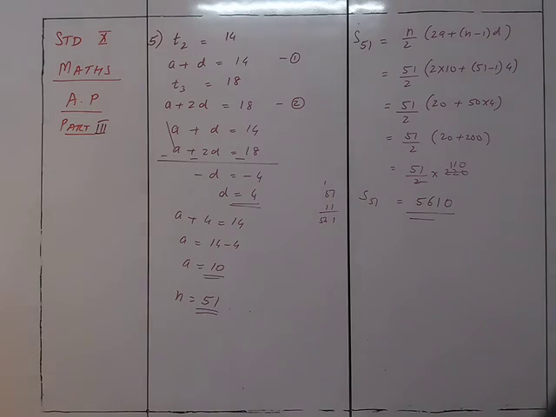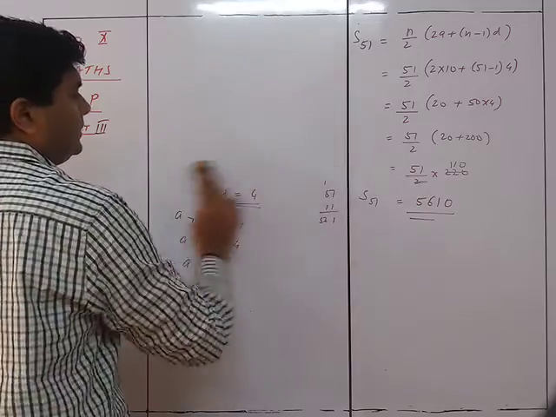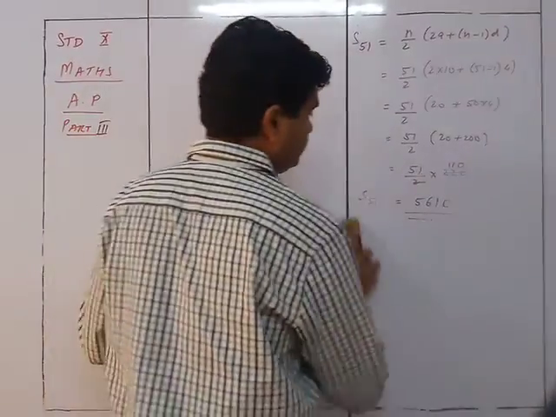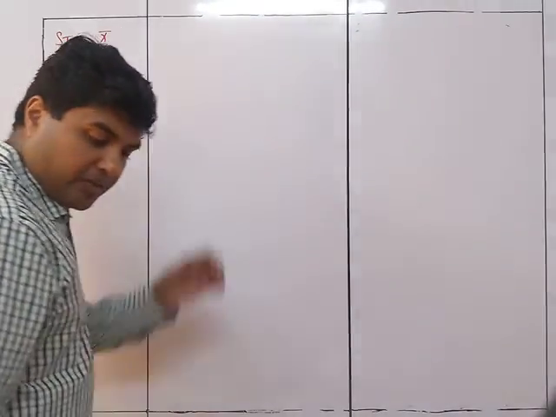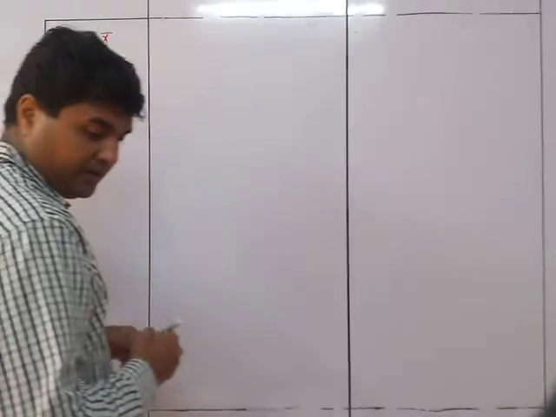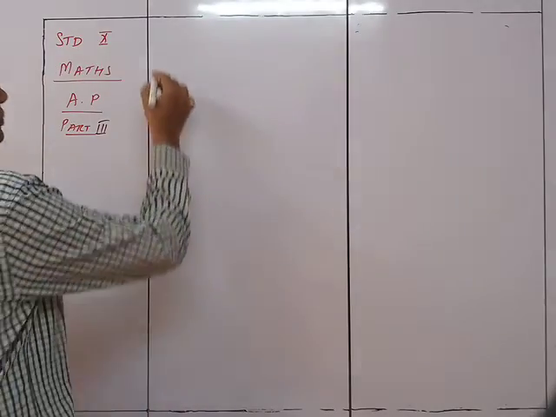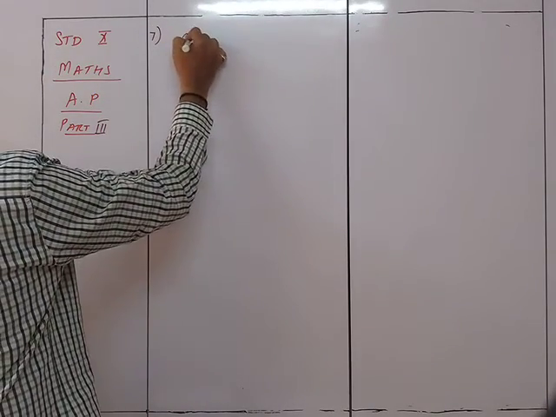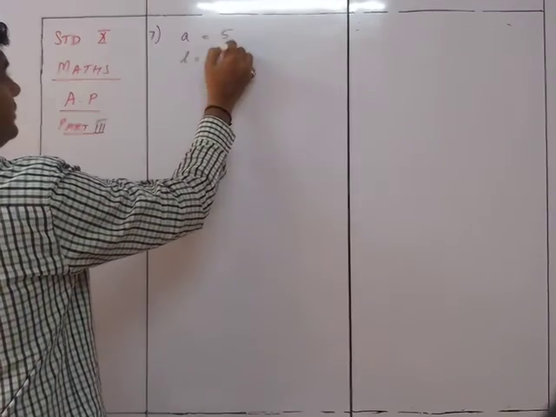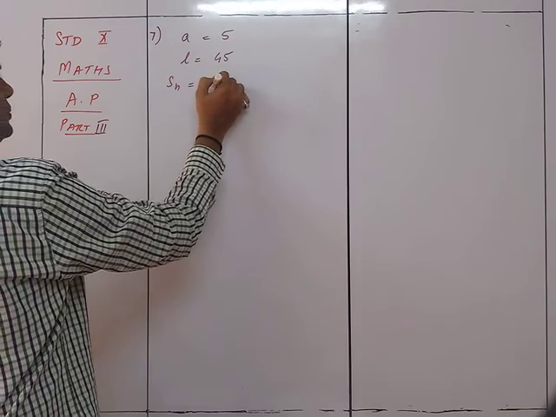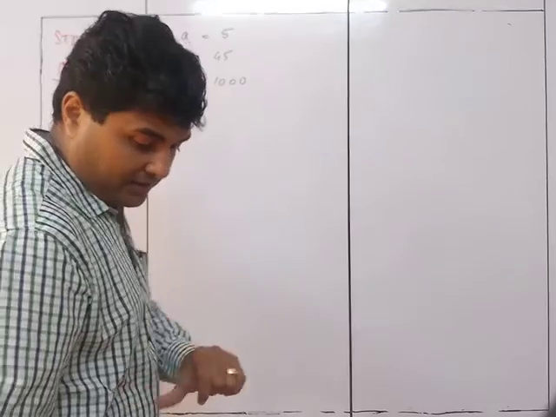So sum number 7: the first term of the AP is 5 and the last term is 45. The sum of the terms is 1000. Find the number of terms and the common difference. Okay, so A is equals to 5. L is equals to 45. Sn is equals to 1000. We need to find out N and D.